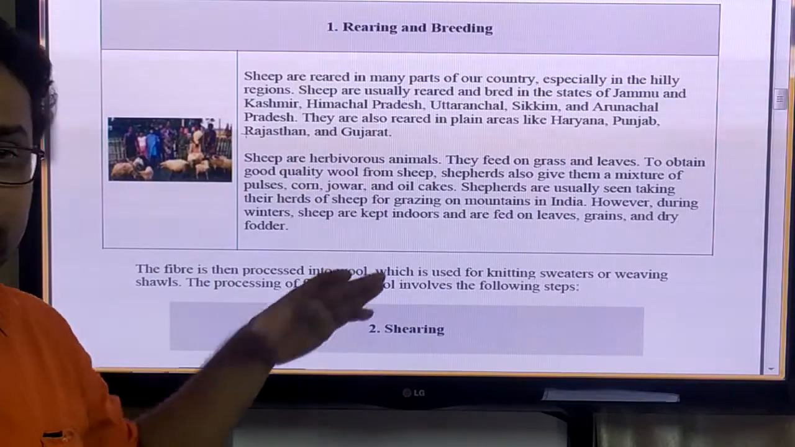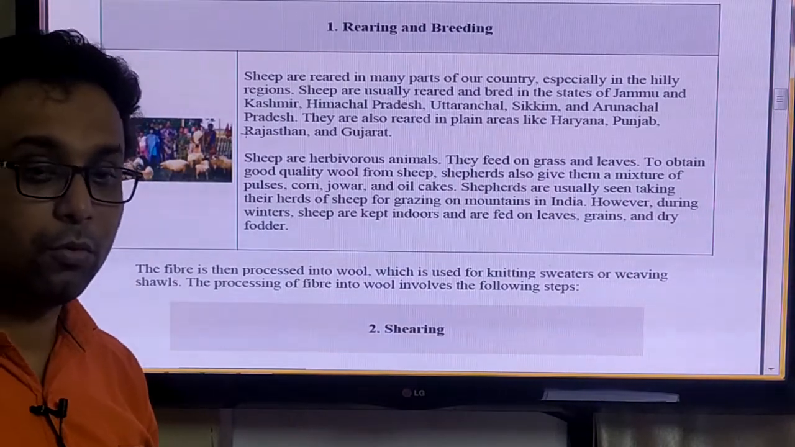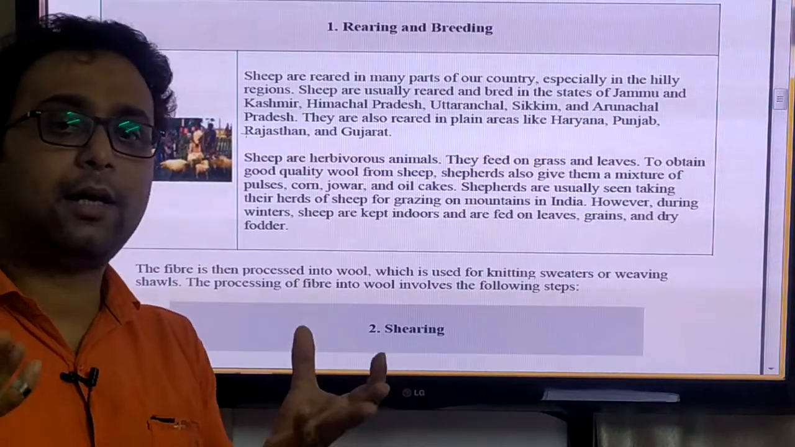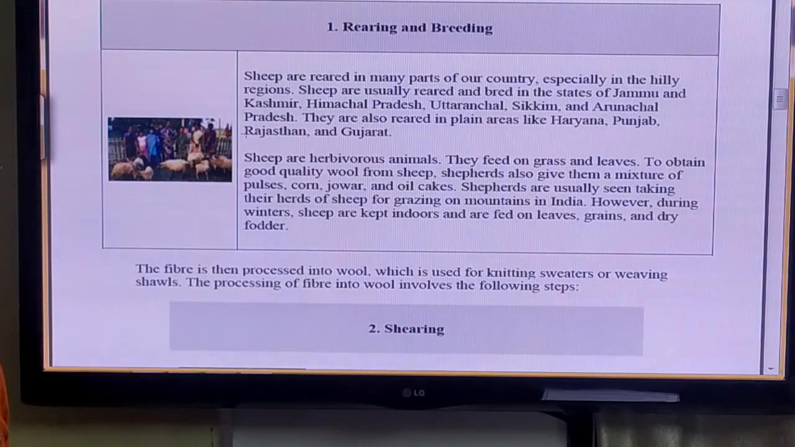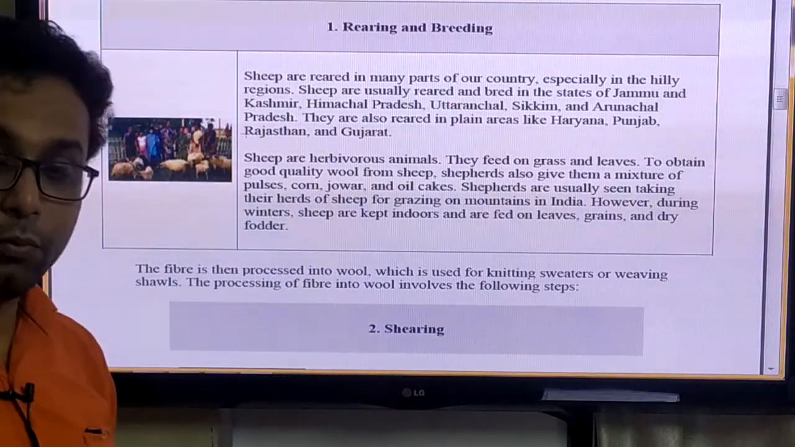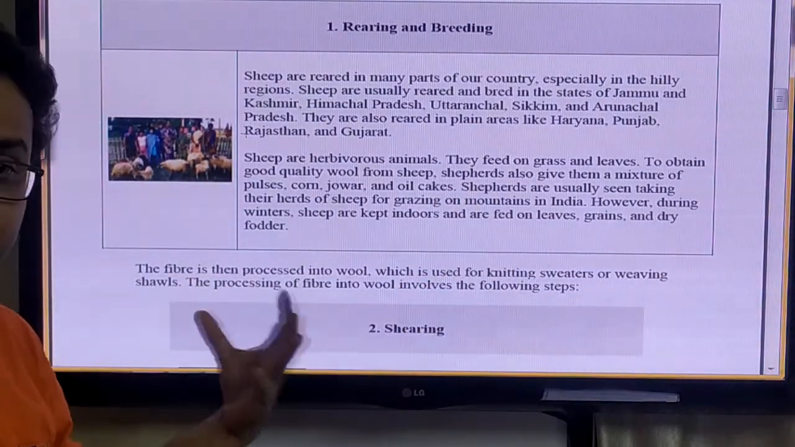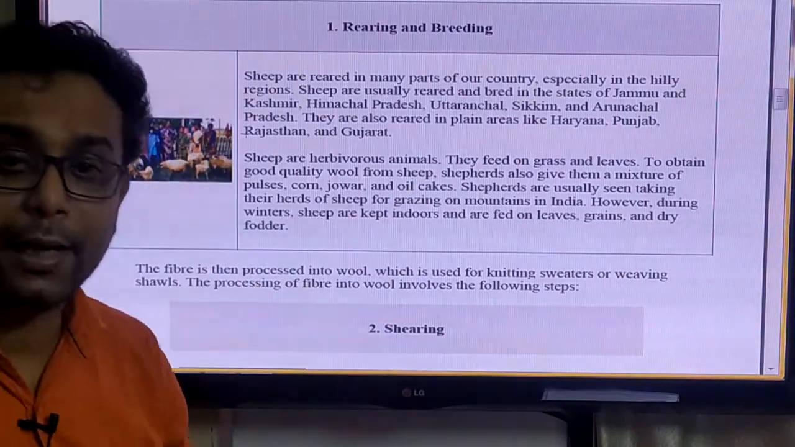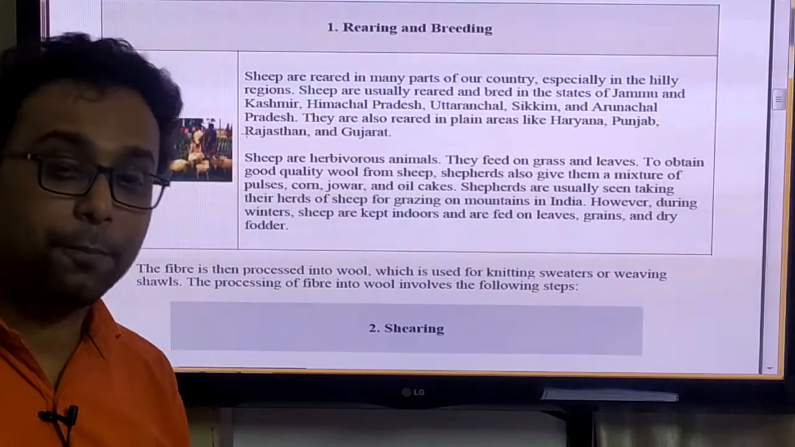It is not true that only hilly regions are used; plain regions also have sheep that grow there. Sheep are herbivorous animals, plant eaters, and they feed on grass and leaves. To obtain good quality wool, the shepherds who rear the sheep also give them a mixture of pulses, corn, jowar and oil cakes. That way they get a balanced diet, which is very necessary for suitable and optimum growth.